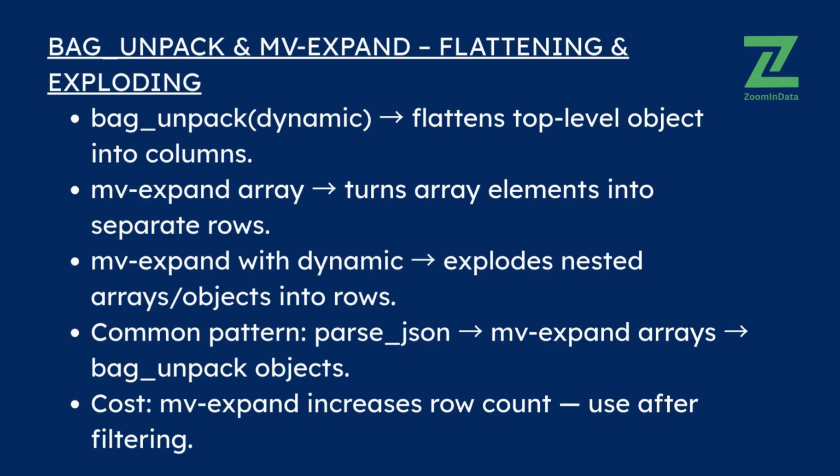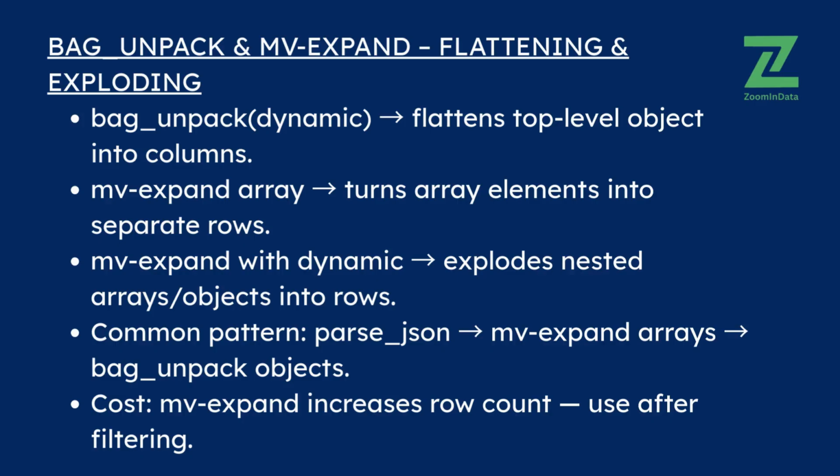Two powerhouse operators for dynamic data: bag_unpack and mv-expand. Bag_unpack flattens a top-level dynamic object into separate columns, turning {A: 1, B: X} into columns A and B. Mv-expand takes an array column and explodes each element into its own row, perfect for turning lists into tabular data. When combined with dynamic, mv-expand can explode nested arrays or objects row by row.